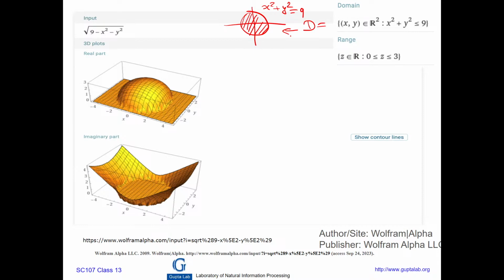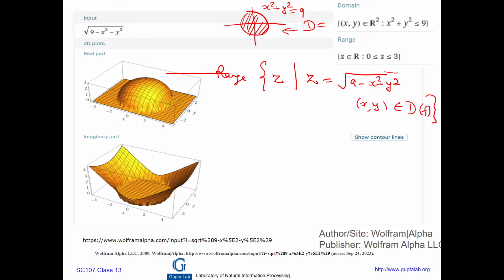Okay, now range is all those points z such that z is equal to square root of 9 minus x square minus y square, where x comma y belongs to the domain of f. Agree? If I have to find the range, I am saying range is nothing but all those z, which is this square root, such that x y belongs to the domain of f, right? The condition on x comma y is x square plus y square less than or equal to 9, right?